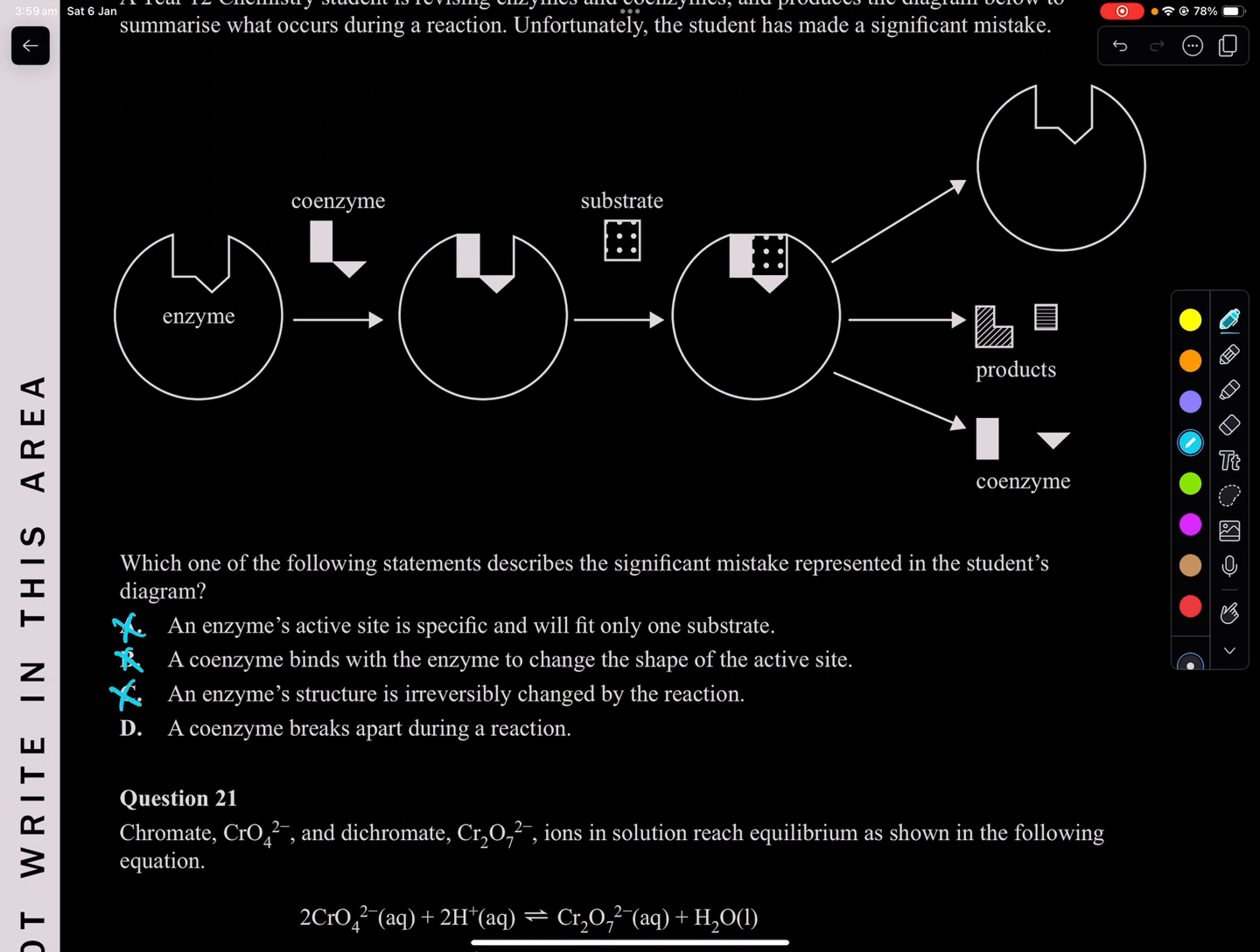What about D? A coenzyme breaks apart during a reaction. This is the problem. Yes, a coenzyme breaks apart during a reaction. Why is it broken down? It's not supposed to be broken down, a coenzyme.